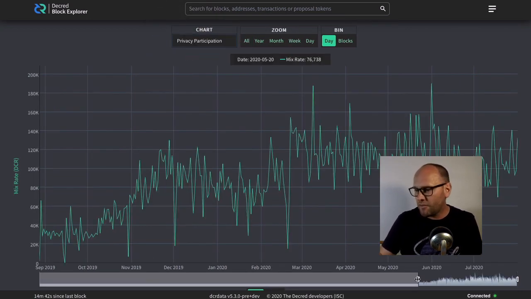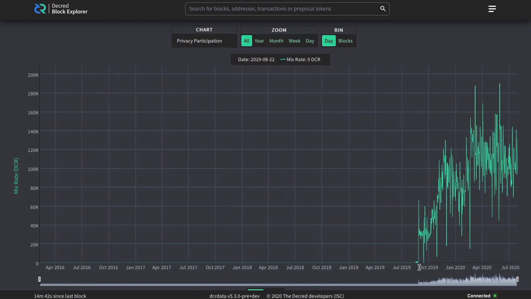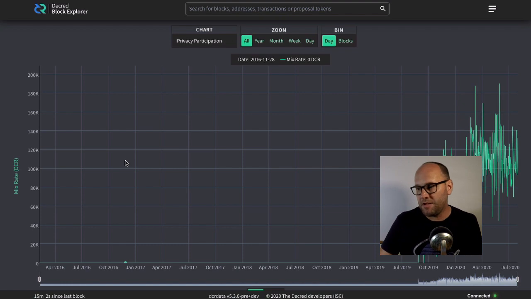Now, privacy on the Decred blockchain only got turned on relatively recently, around September 2019, and since then it's gradually gone up. We're getting lots of people mixing their coins and increasing the privacy on the chain, which is absolutely brilliant. Currently we've got roughly 100,000 Decred per day being mixed. The protocol for mixing on the Decred chain is brilliant. It's linked in with the tickets, which is phenomenal, so read up on it. It's fantastic. So there we go.